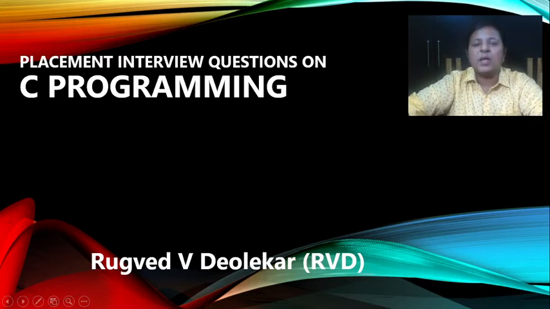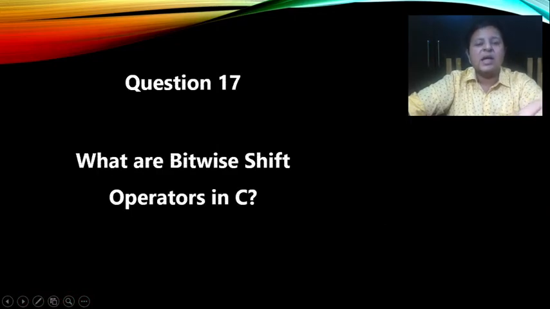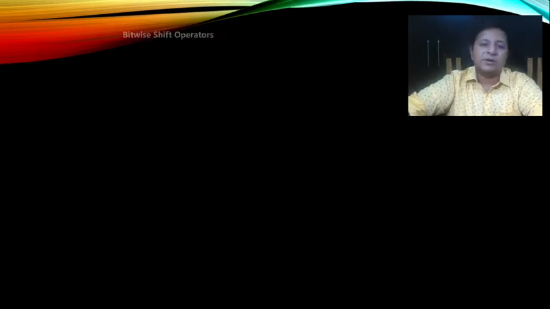Fine, so let's continue with the current video, and the question for today's video is, what are the bitwise shift operators in C? If you remember, in the previous video we already talked about the bitwise operators, and we know that bitwise operators are the operators which work on the bit pattern. There we saw the basic bitwise operators like AND, OR, XOR and complement. In this video, we'll see the remaining set of bitwise operators, which are called bitwise shift operators.